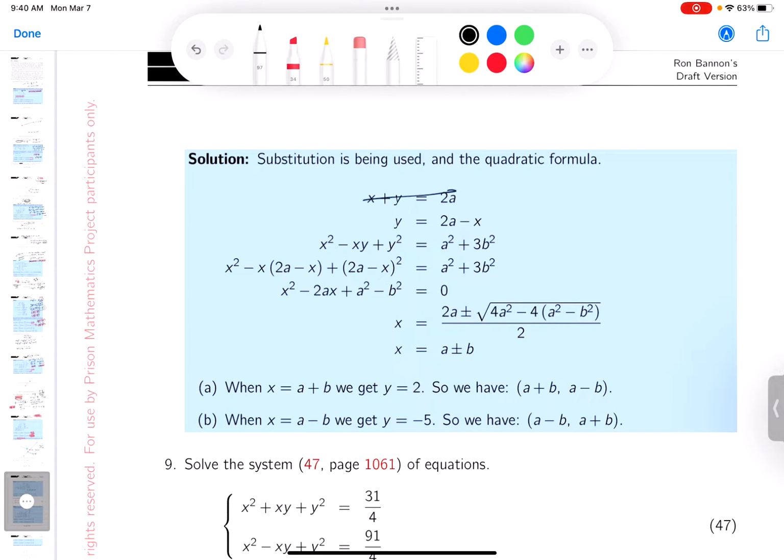I wrote down this one as a simple equation. What I do, I solve for y. Should be simple to do. Next thing I did was I wrote the first equation down, and then I made a substitution. What substitution to make? Wherever I saw y, I put 2a minus x.